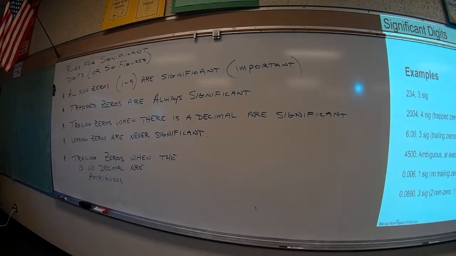0.0890. What can you tell me about the 8 and the 9? Significant. Are these leading or trailing? Leading. What can you tell me about leadings? They're not significant. What can you tell me about this trailing zero? It is significant. Why? Because there's a decimal. It's trailing and there's a decimal. So how many sig? 3 sig.